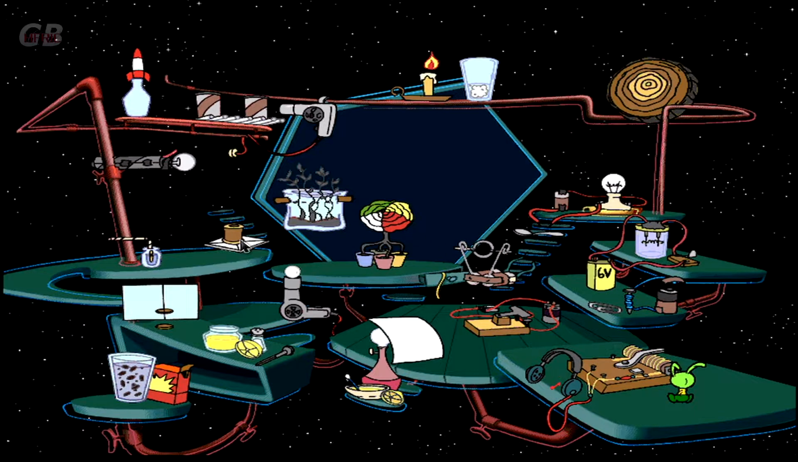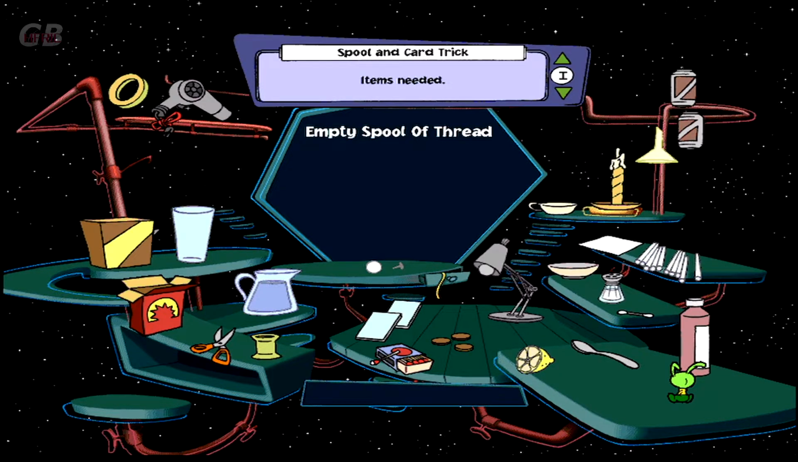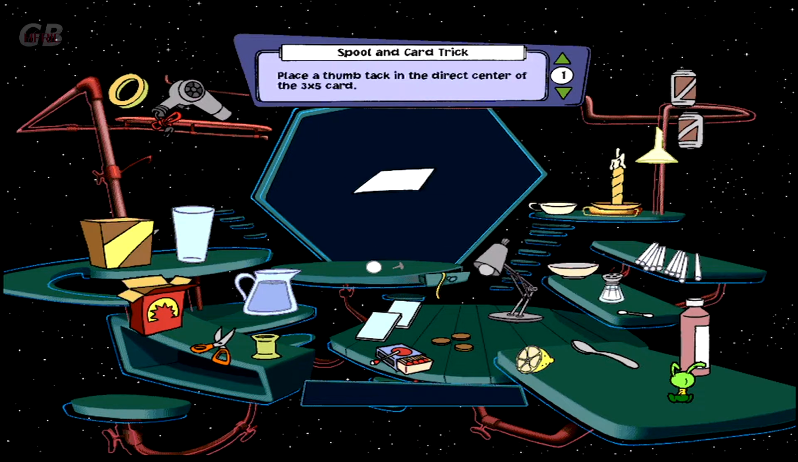The spool and card trick. I love this one. You're going to need an empty spool of thread, a 3x5 index card, and a thumbtack. Place a thumbtack in the direct center of the 3x5 card. To do this, drag a thumbtack to the card in the center screen.